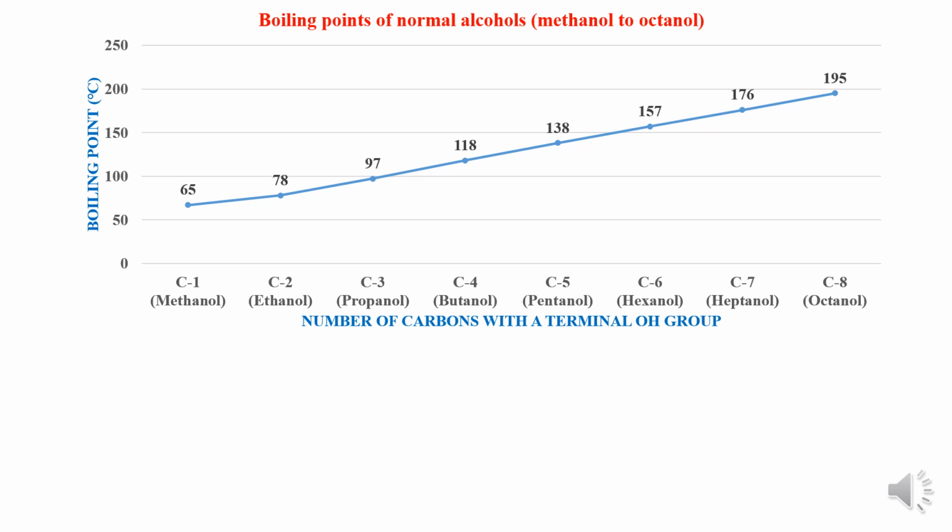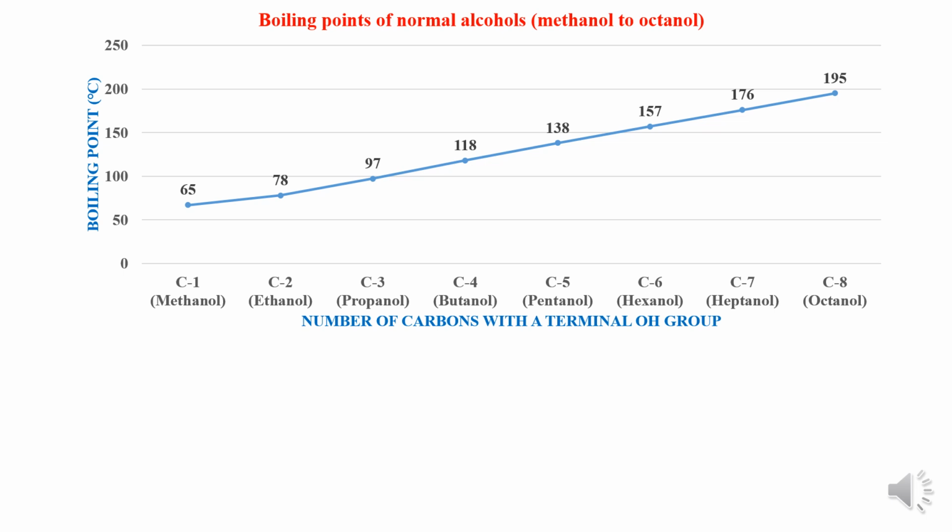Now, here's a graph depicting the impact of number of carbons with a terminal OH group. So, moving on to the next class of organic compound, that is alcohols. Now, let's see how the number of carbons in case of alcohols influences the boiling point. Now, in case of alcohols, we find that as the number of carbons increases, you can see a corresponding increase in the boiling point.